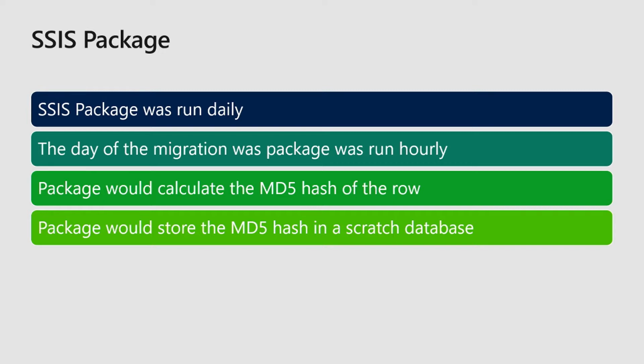We were only dragging the data across the wire that we actually had to insert. So we'd pull all the data from all these tables from the source system, calculate the MD5 hash of that row, and then compare the primary key and the MD5 hash we just calculated to the primary key and the MD5 hash we were storing in our Scratch database. If the row existed and the MD5 was the same, we simply threw away the row because we knew the row hadn't changed.